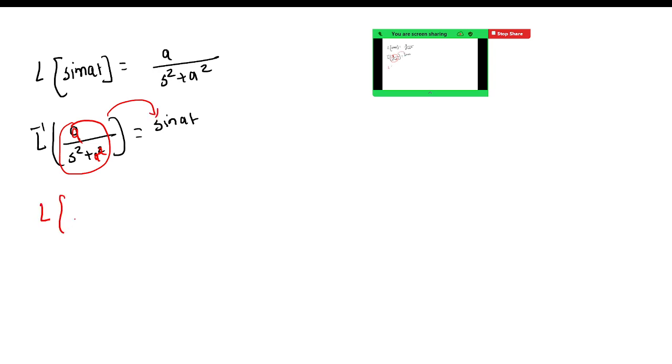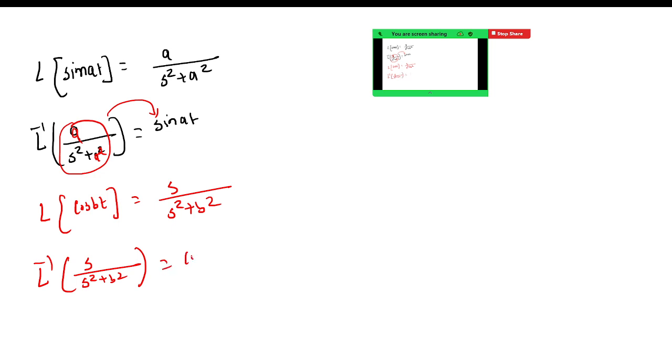So let's say Laplace of cos bt is equal to what? s upon s square plus b square. But if I want to calculate Laplace inverse of s upon s square plus b square, this will give you cos bt. Fine.